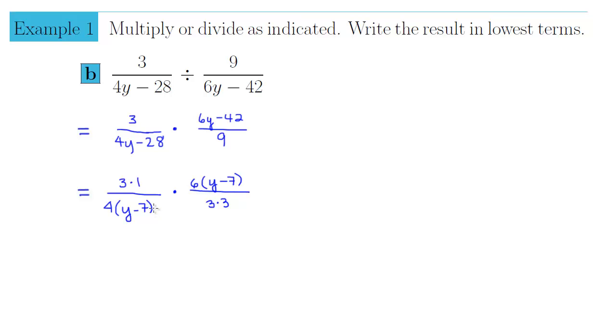Now notice we can go one step farther. This 6 and this 4 can also be factored down. So let's do that. On the top I have 3 times 1, and on the bottom for 4 I have 2 times 2 and then times y minus 7. And the 6 can be written as 3 times 2 times y minus 7, all over 3 times 3.